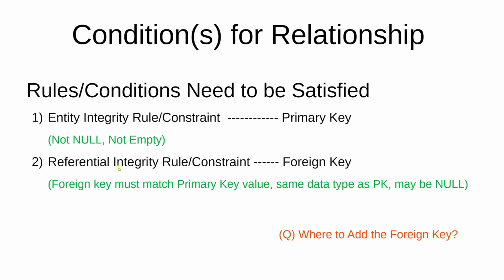And the referential integrity constraint says that when there is a relationship between two entities, one entity will carry the foreign key. Now the question is where that foreign key will be added. We are going to discuss that, but the condition for the foreign key is that its value must match the value of the primary key, and both should have the same data types. A foreign key may have null values. Now let's see how and where this foreign key will be added.